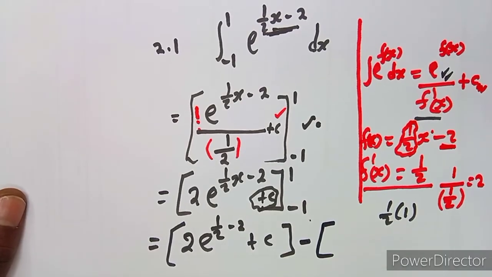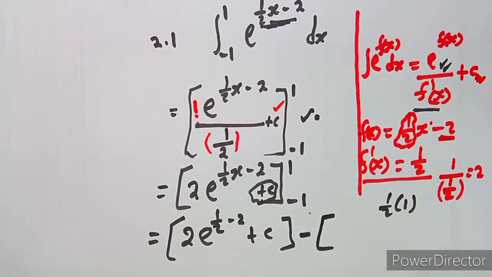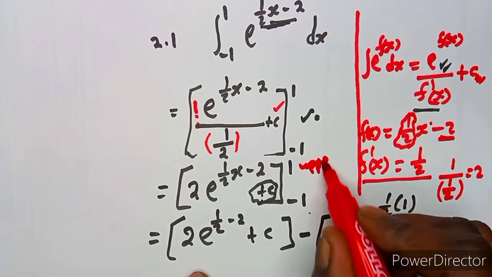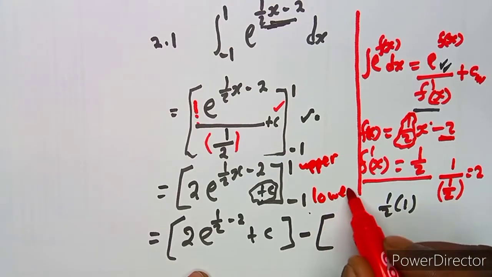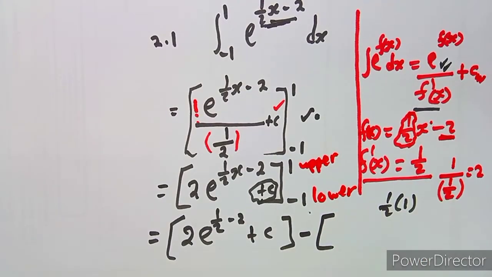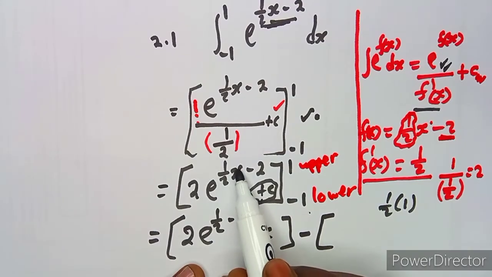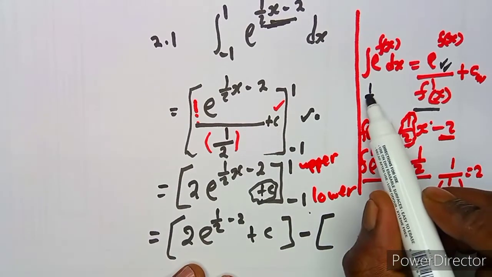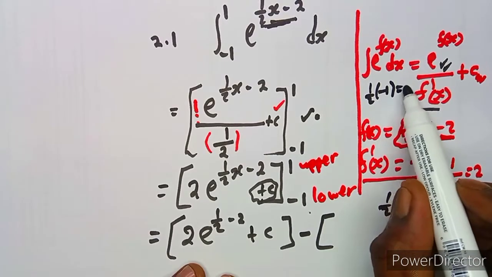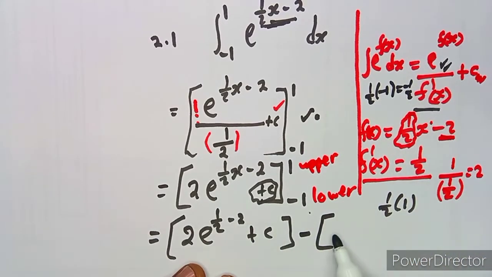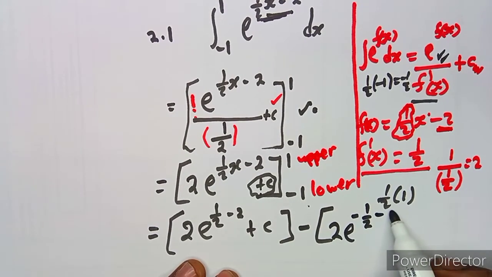Minus, you substitute the lower limit. Remember, it's all about the upper limit minus the lower limit. All right, so our lower limit is -1. So in place of x, we have to substitute -1. So as you can see, half times -1, that's a -half. So it's going to be 2e to the exponent of a negative half, negative 2, and we close the bracket there.